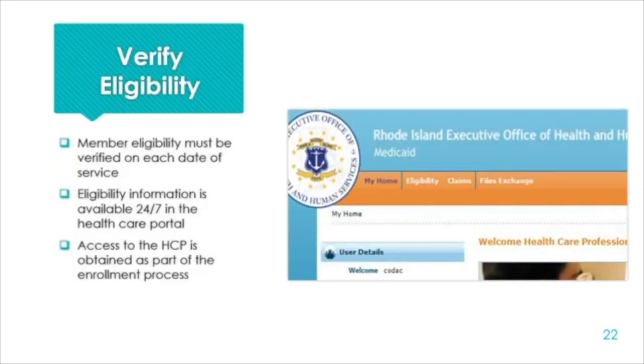Verifying eligibility, we have a wonderful healthcare portal that's at your fingertips, accessible 24/7. Once you log in, there's an eligibility tab. You can click on that, and you will need to input the member's Medicaid ID and the date of service to check eligibility. You can also call our help desk. They're available Monday through Friday, 8 a.m. to 5 p.m., and there's a slide at the end with their contact information as well.